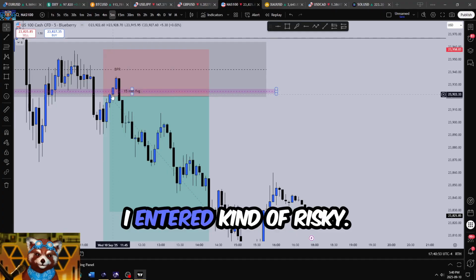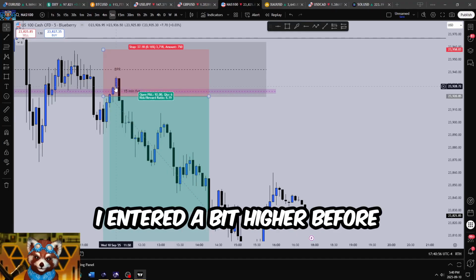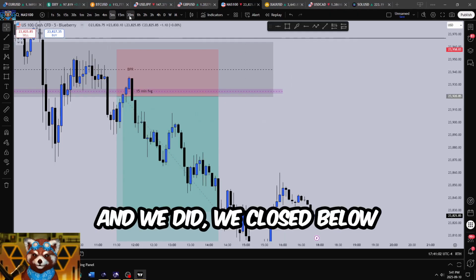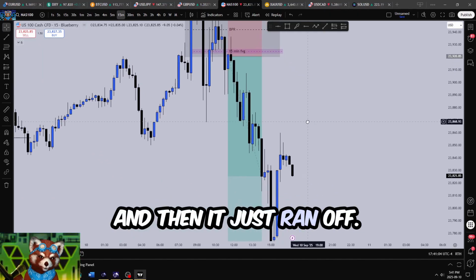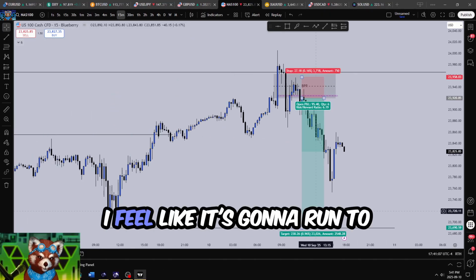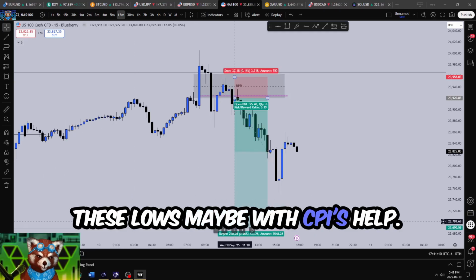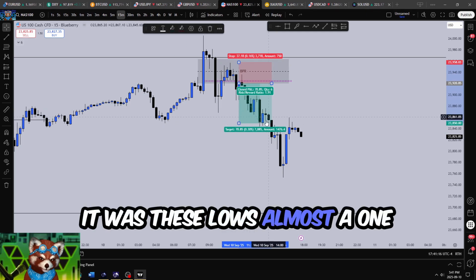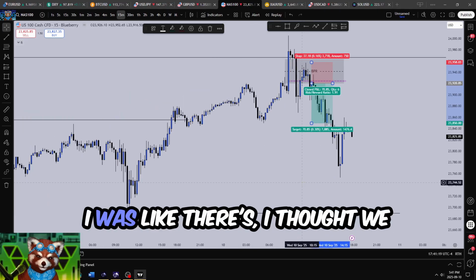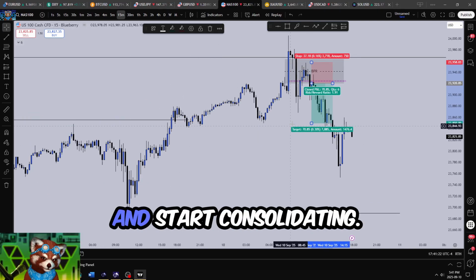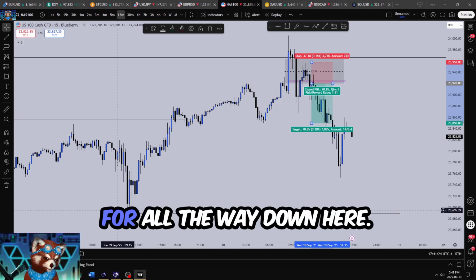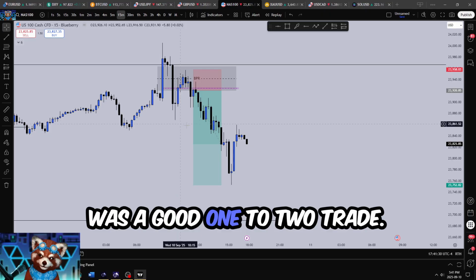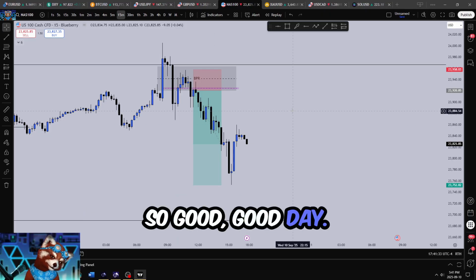I entered kind of risky. I entered a bit higher before we actually closed below, because I was like, we're closing below. I can see it. And we did. We closed below, and then it just ran off. I feel like it's gonna run to these lows, maybe with CPI's help. I didn't think it was gonna run this low. My take profit was here. It was these lows, almost a 1 to 2, and it just kept dumping. I thought we were gonna take out these lows and start consolidating. I was like, there's no way we go all the way down here. I guess I could have left some runners, but yeah, that was a good 1 to 2 trade. So good day, good trading day.